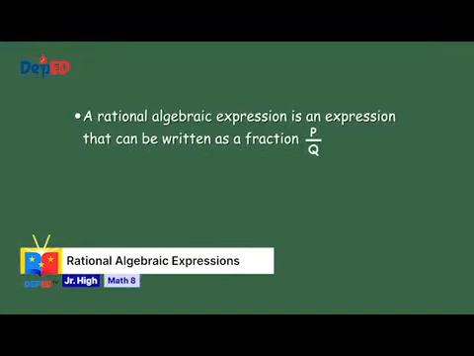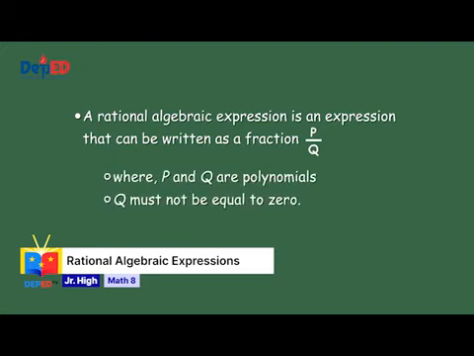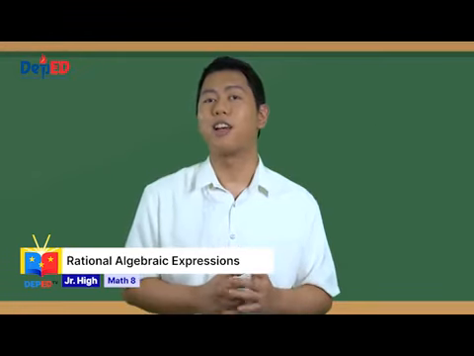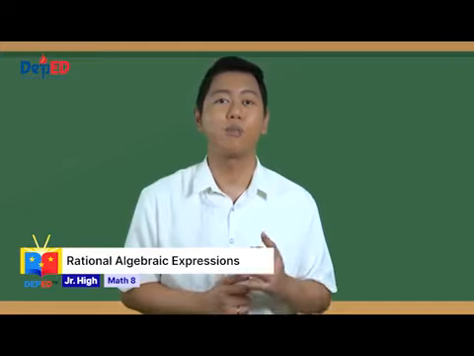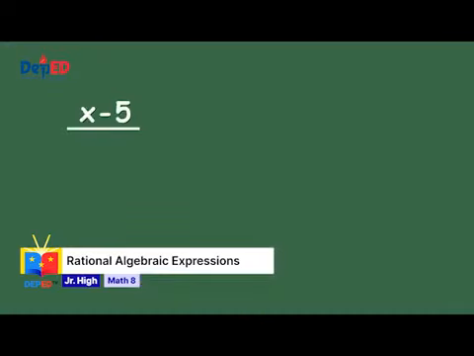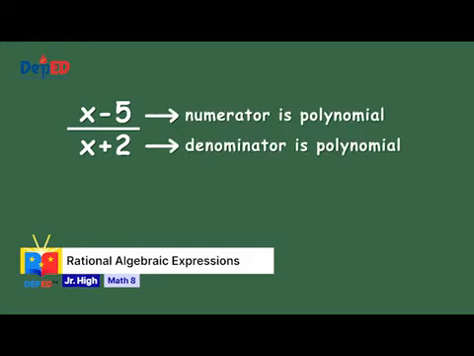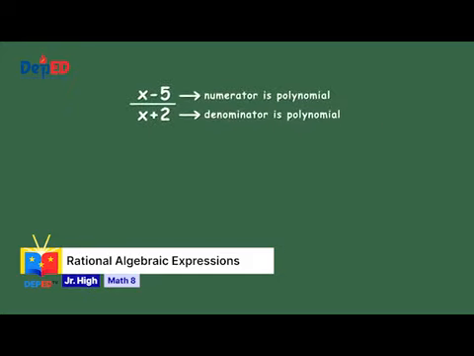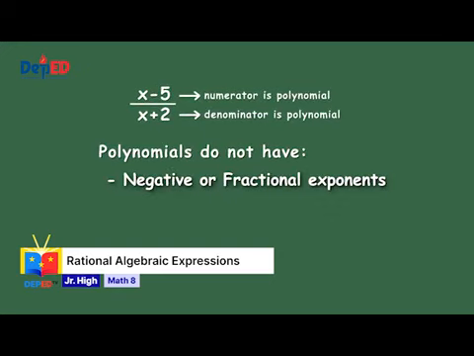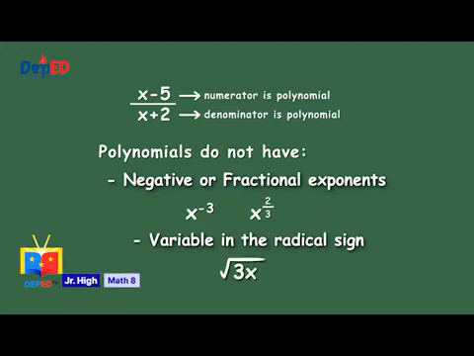A rational algebraic expression is an expression that can be written as a fraction of the form P over Q, where P and Q are polynomials and Q must not be equal to 0. In other words, a rational algebraic expression is an expression whose numerator and denominator are polynomials. Remember that the polynomials do not use a negative fractional exponent. Polynomials also do not have variable in the radical sign.